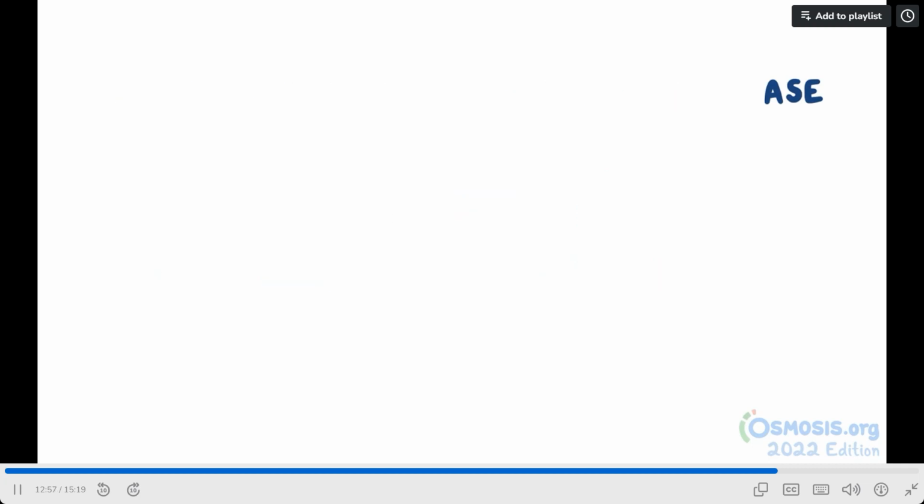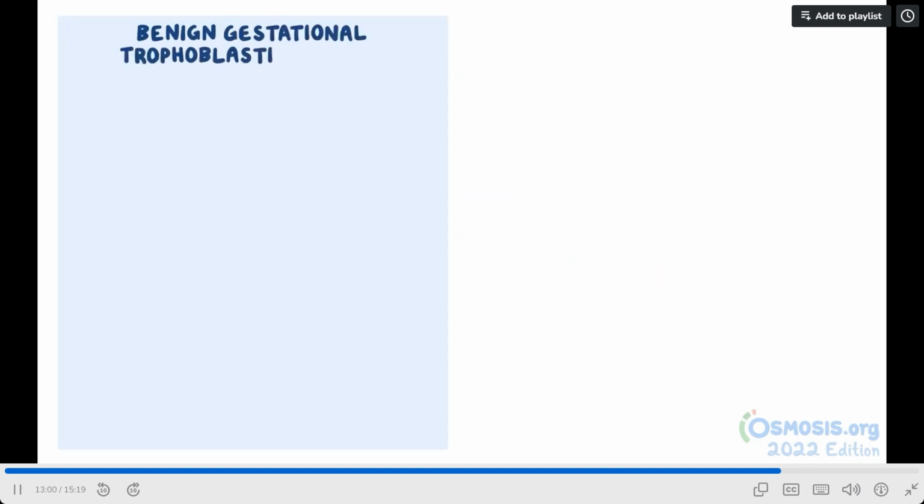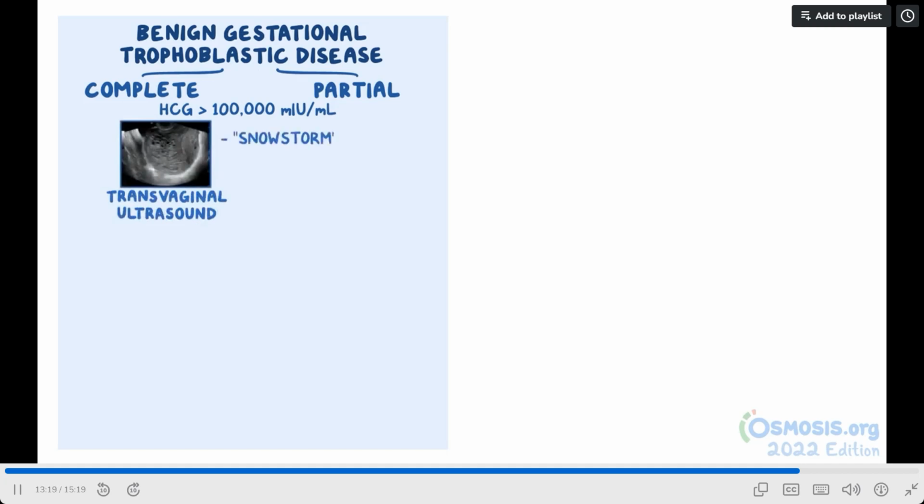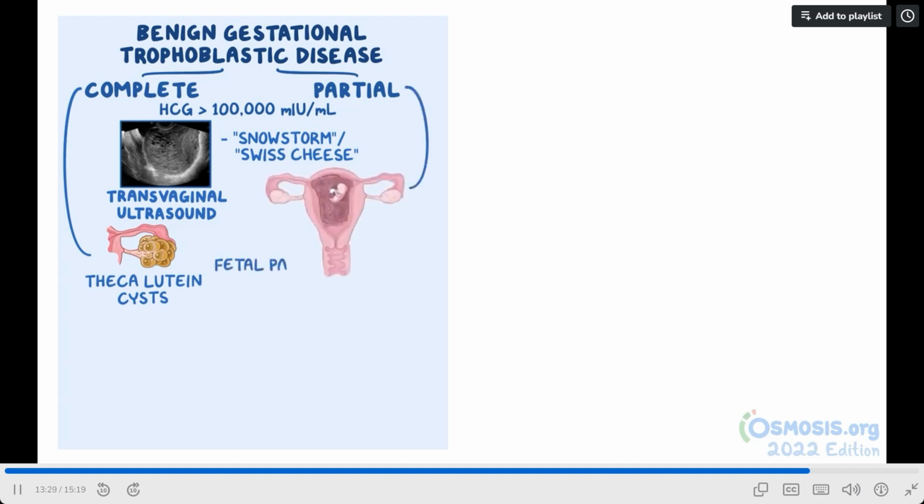Alright, as a quick recap, benign gestational trophoblastic disease includes complete and partial moles. In both cases, the HCG can be above 100,000 milli-international units per milliliter, which is diagnostic of a molar pregnancy. In cases where the HCG level is a bit lower, a transvaginal ultrasound can be done, which shows a snowstorm or Swiss cheese pattern. With complete moles, theca lutein cysts may be found on one or both ovaries. With incomplete moles, fetal parts may be visible on an ultrasound.